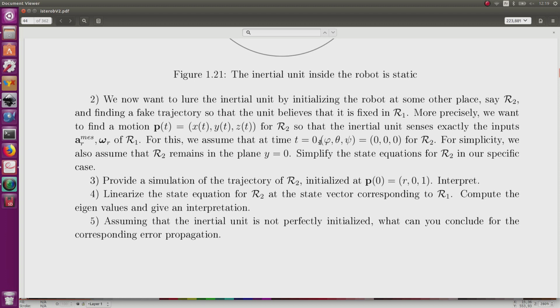Of course, the initialization for the angles is the same, just the position should be different. To represent everything in the plane, we also assume that we'll find this trajectory in the plane y equals 0, as was the case in the picture. So for this, we have to establish the state equation for the fake trajectory.